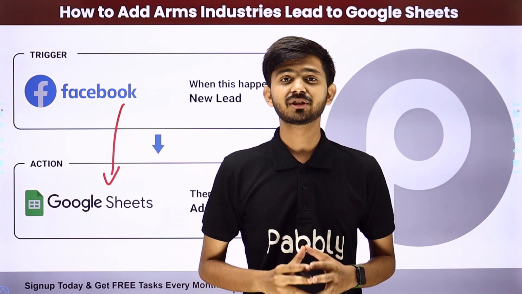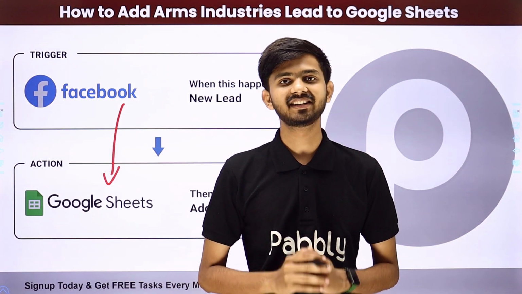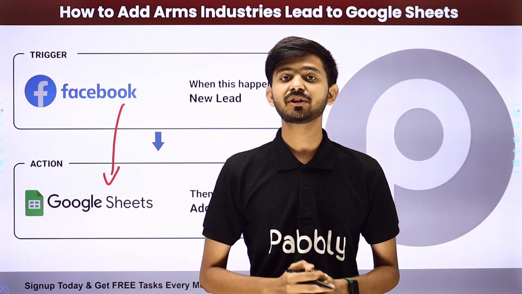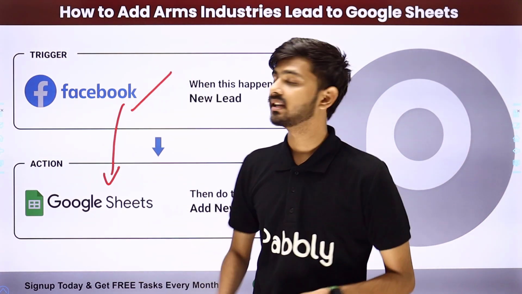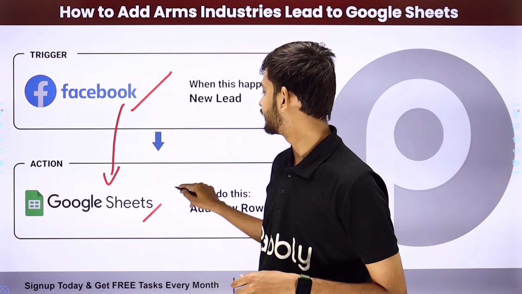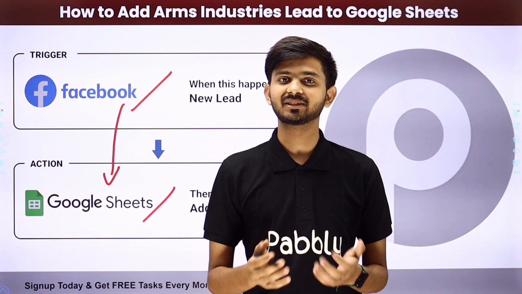For creating this integration, we are going to use Pabbly Connect, which is an amazing software for automation and integration. In Pabbly Connect, we are going to use a trigger and an action. In the trigger application, I'm going to use Facebook Lead Ads. In the action application, I'm going to use Google Sheets. So how am I going to create this integration? For that, let me take you to my computer screen.